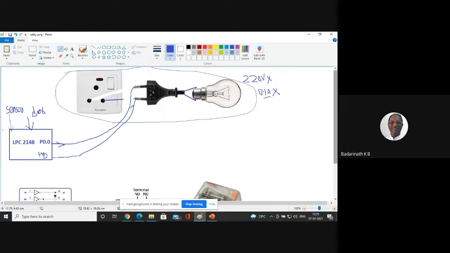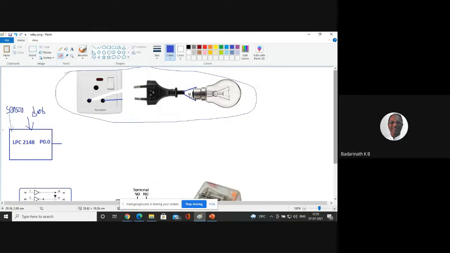Now we will see what ways I can do it. Since it is not possible to connect directly to this one, I have to go for some logic. What are the logics for that? We will see that now. What is the equipment I require? That equipment should be able to connect the microcontroller to this one.